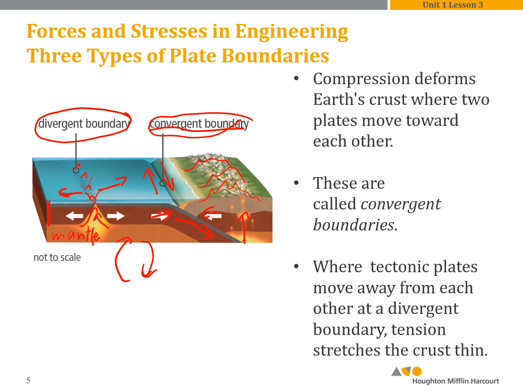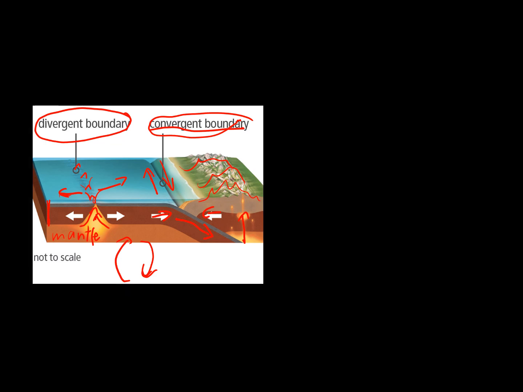And then the transform boundary, they move past each other, but they don't move past each other smoothly. So when they move past each other, they create a lot of frequent earthquakes. And that's what's happening in our area. That's why we have a lot of earthquakes in California, because we're near a transform plate boundary.